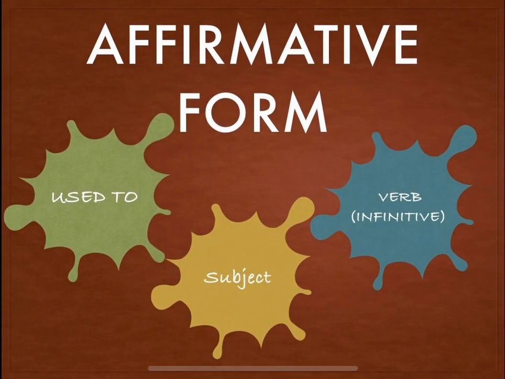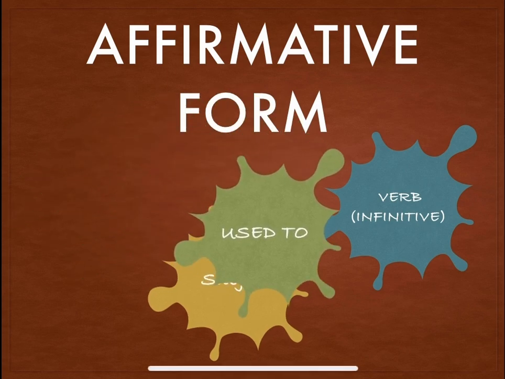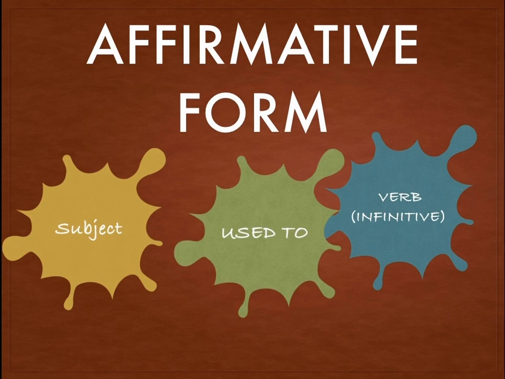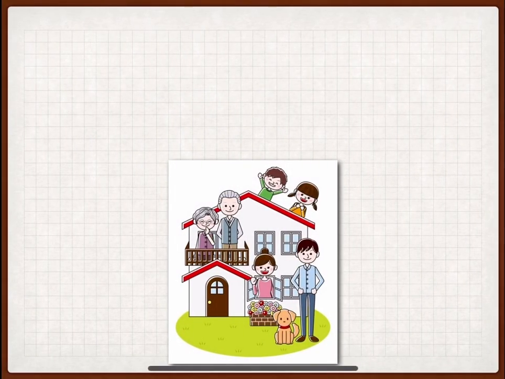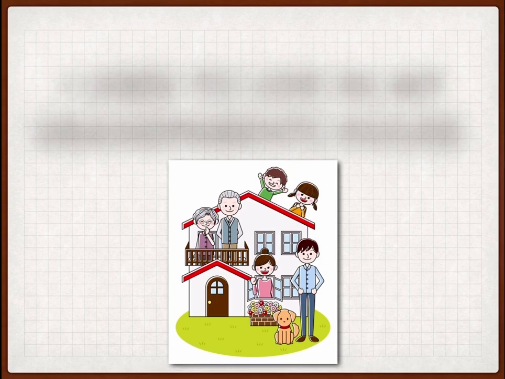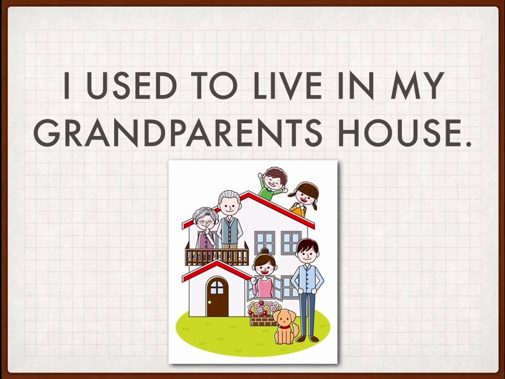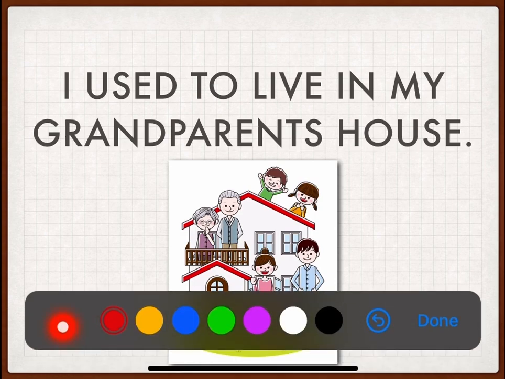Now, let's form an affirmative sentence using the grammatical rule used to. First, we put the subject, which are I, he, she, it, they, we. After, we place used to, and last, the verb in its infinitive form. For example, I used to live in my grandparents' house. I being the subject, used to, and live being the verb in its infinitive form, in my grandparents' house.